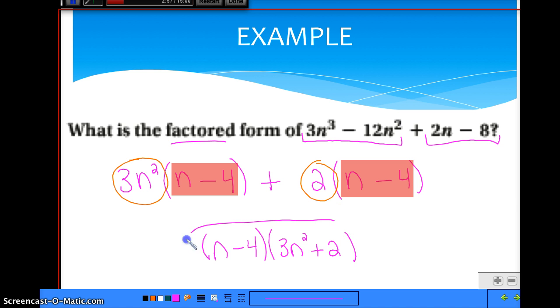How would I check my answer? You would check it by doing FOIL, just like you usually do. And don't worry about the exponents and how they're different. It will work back out to this polynomial with 4 terms in it.